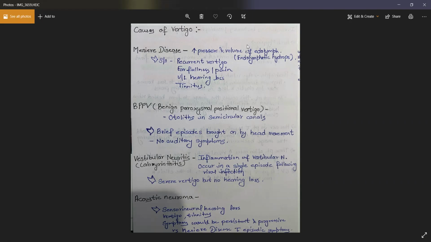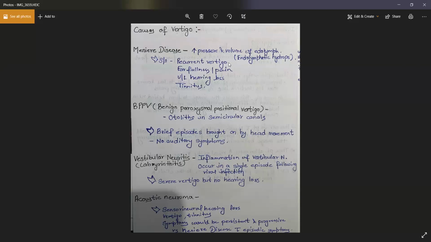Because initially you have this increased volume, then at some point the resolution of symptoms will occur as the volume decreases. You will get some relief from the symptoms, and then again the same cycle repeats. You will have an increased volume, then an increase in the drainage, and then again the increased volume, then the relaxation again. So the symptoms will be episodic. That is the first thing for Meniere's disease. You will get recurrent vertigo.